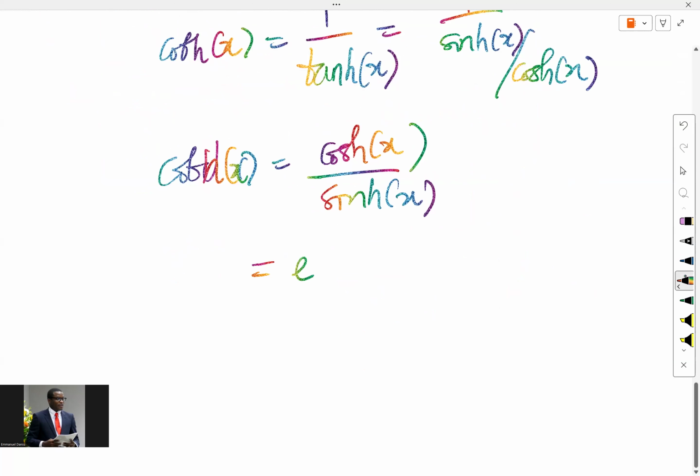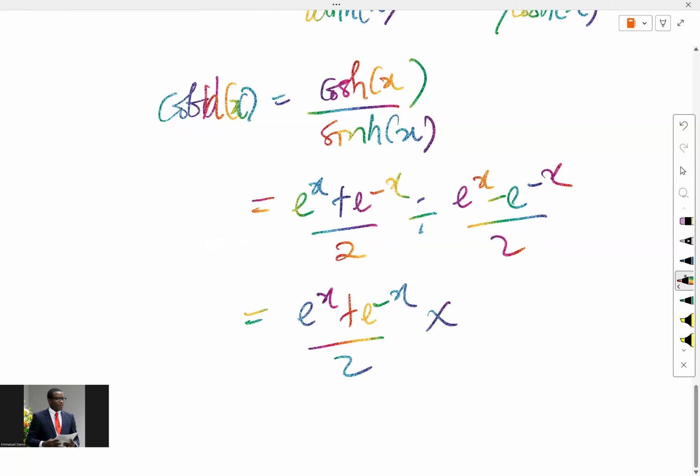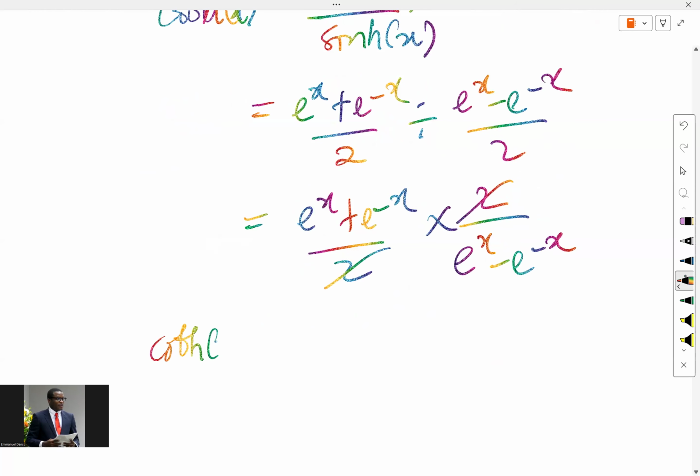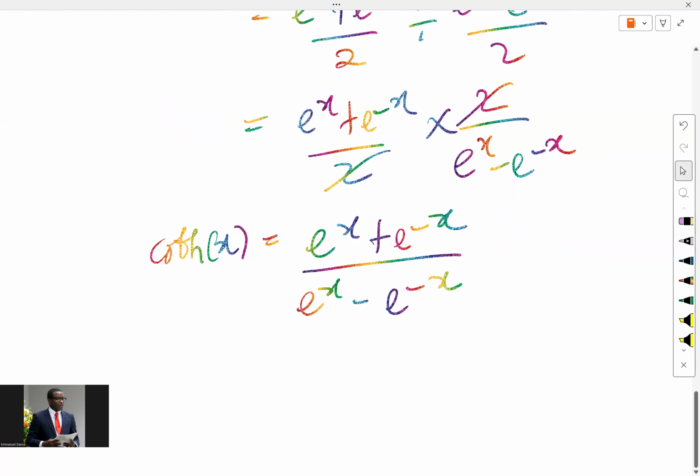So cosh x up there is e raised power x plus e raised power minus x divided by 2. Then all this divided by sinh x, e raised power x minus e raised power minus x divided by 2. So that we have e raised power x plus e raised power minus x divided by 2 times 2 all over e raised power x minus e raised power minus x. So this cancels out. And then we have coth x to be e raised power x plus e raised power minus x all over e raised power x minus e raised power minus x. So this is the expression now.